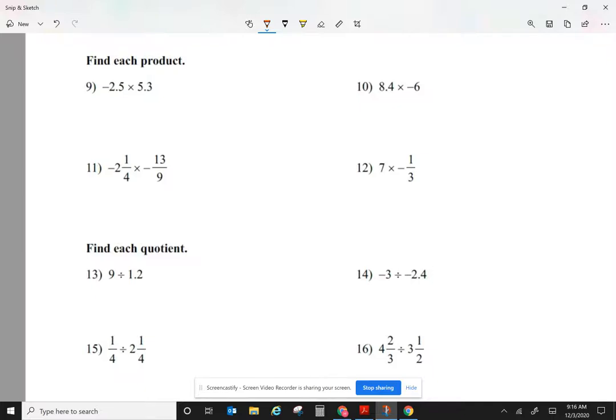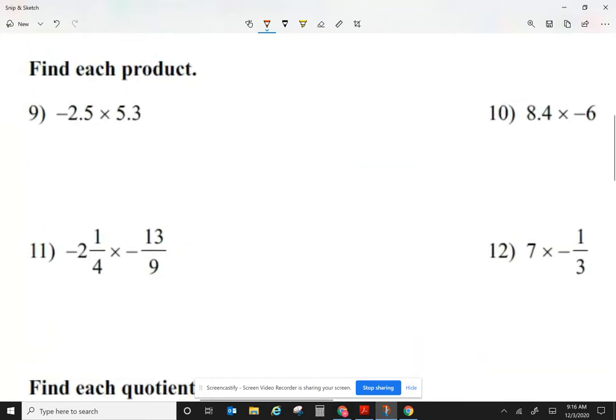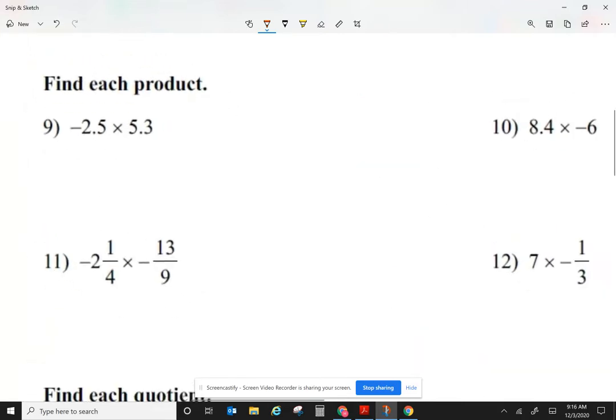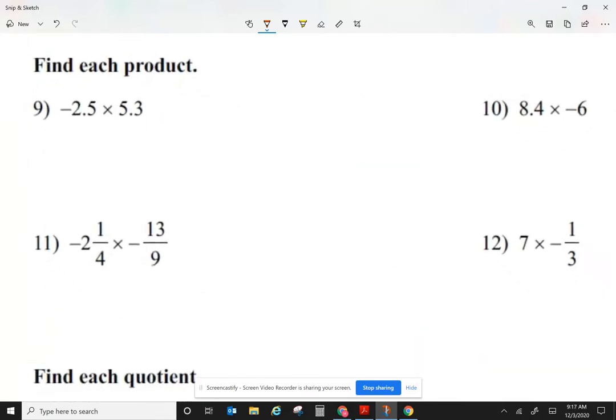By multiplying and dividing, we're going to multiply and divide decimals and fractions. So to begin with decimals, let's take a look. Find each product. So we're going to multiply. For right now, let me ignore the decimal point. Let me ignore the signs. I'm just looking at this as 25 times 53.